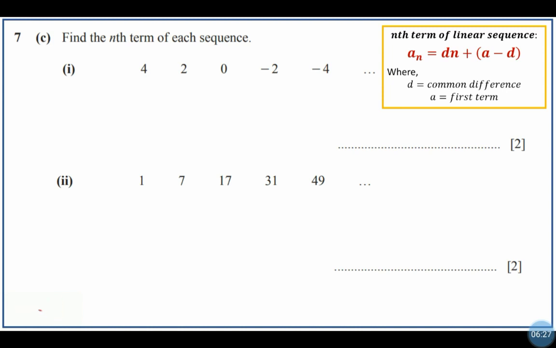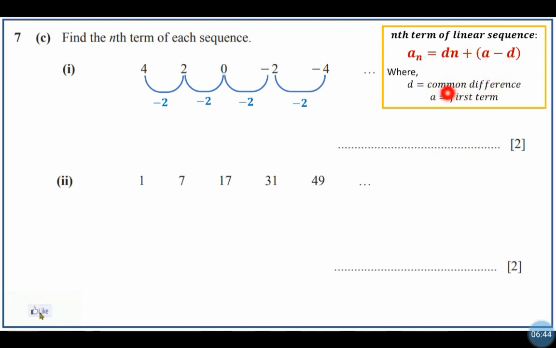Why did I say it's a linear sequence? Because you take a look at this. You'll have negative 2. And of course, when it is a linear sequence, I have a sub n is equal to dn plus a minus d.